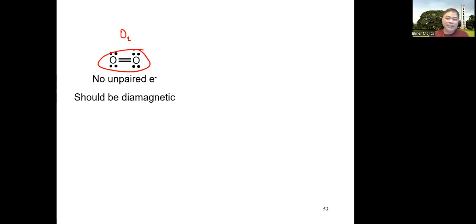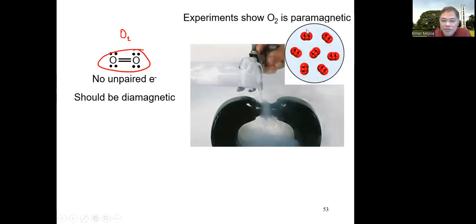Okay? So, na-develop una yung valence bond theory. And what happened? The valence bond theory cannot satisfactorily account the properties of oxygen. Okay? So usually in oxygen, if you're going to look at this, wala siyang unpaired electron. Okay? However, kahit wala siyang unpaired electron, it was observed that it's paramagnetic because usually if you have no unpaired electron, it should be diamagnetic. But experimental results show oxygen to be paramagnetic.